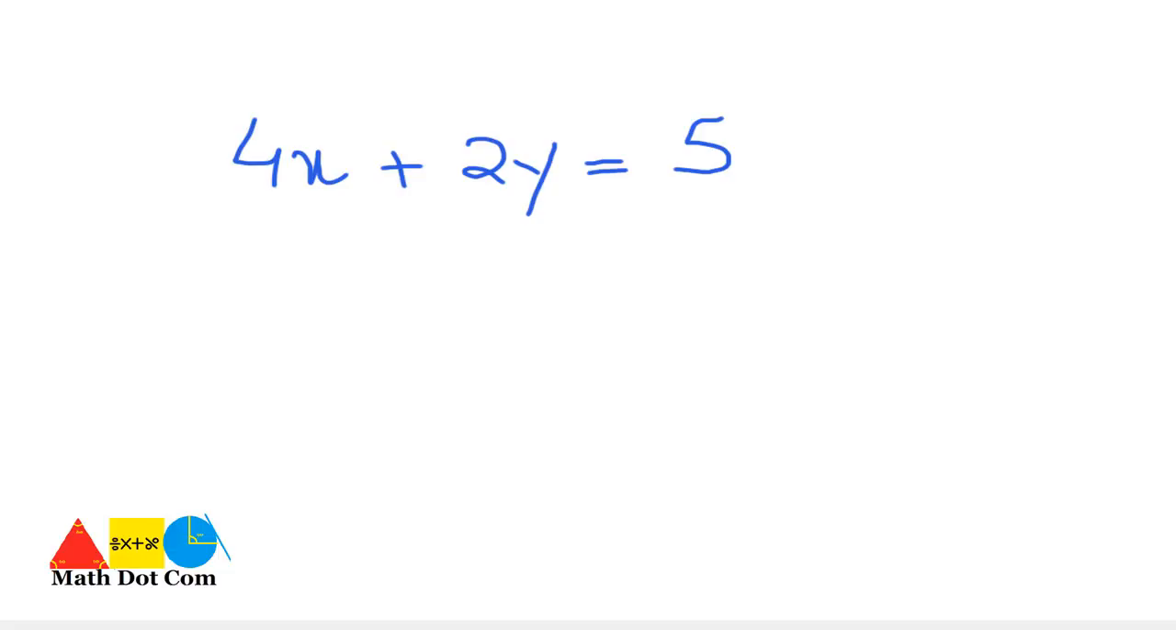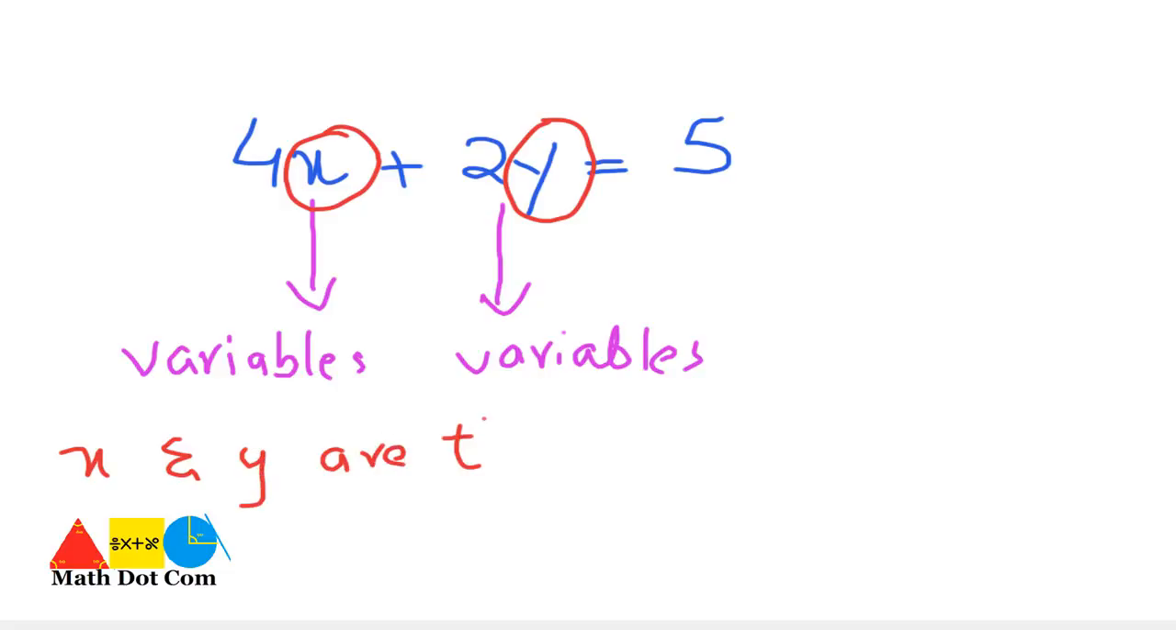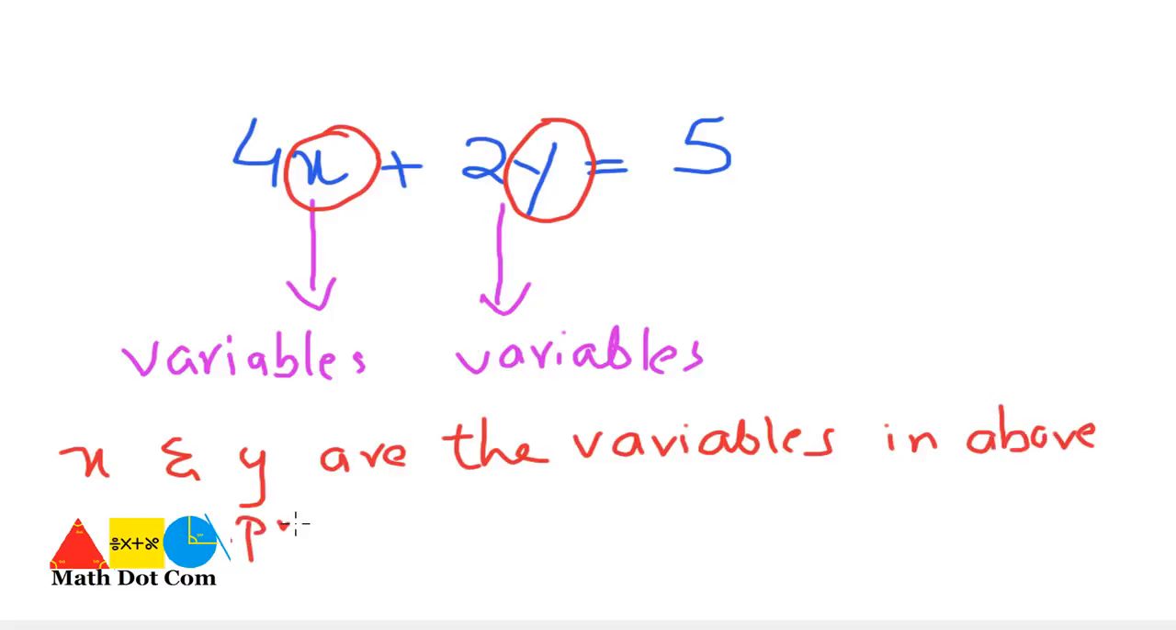Okay. So, in a mathematical expression, it has an arbitrary value. Here, x and y, these are the variables. Very easy to identify what are the variables in an expression. So, this x and this y is the variable. So, we can write that x and y are the variables in the above expression. Okay. So, this was all about variables.